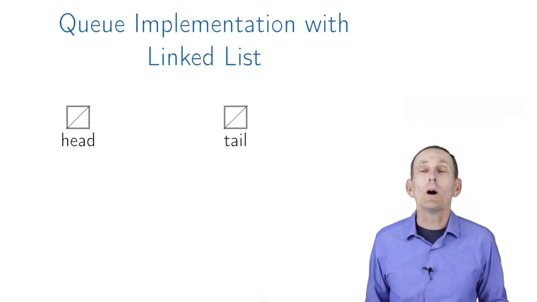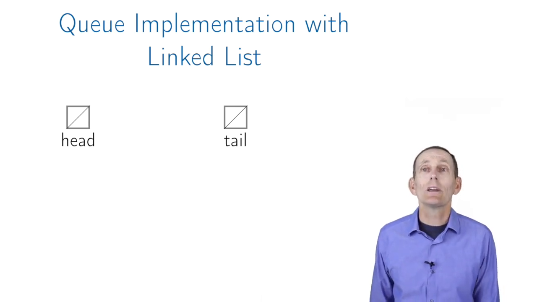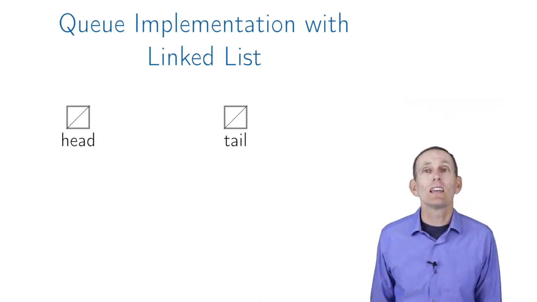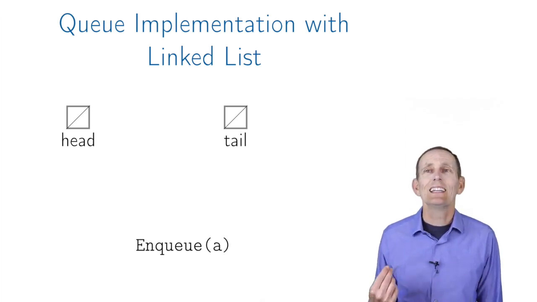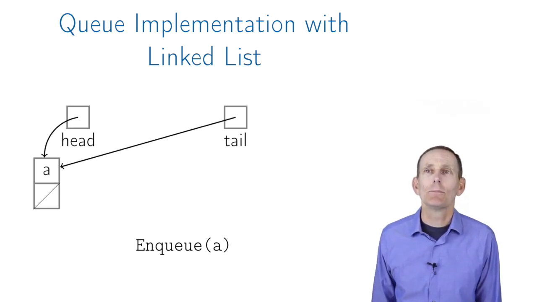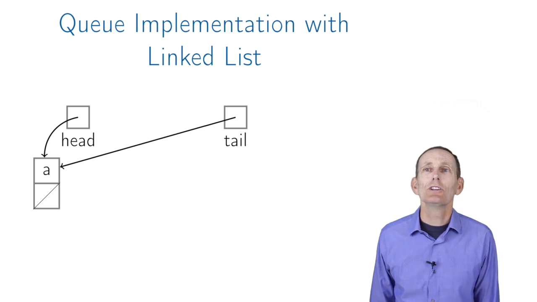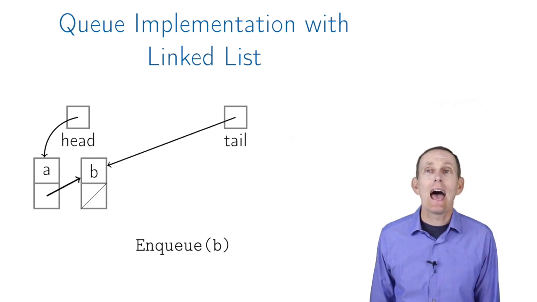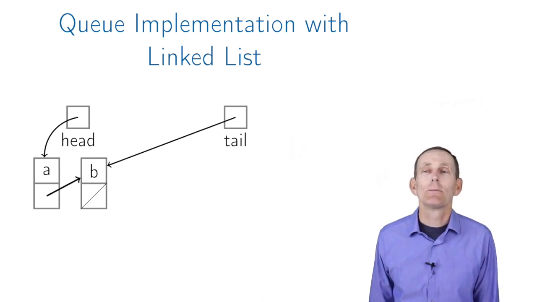How can you implement a queue? Well, one way is with a linked list, where you have a head and a tail pointer. So let's say we start out with an empty linked list. We can go ahead and enqueue, and what we're going to do basically in an enqueue is push to the back of the linked list. So that's how we'll implement enqueue. So here we enqueue A, it's now at the back of the linked list. If we enqueue B, it's added again at the end of the linked list.